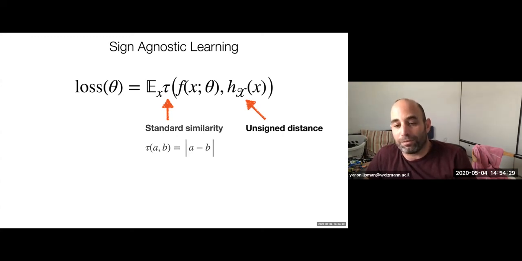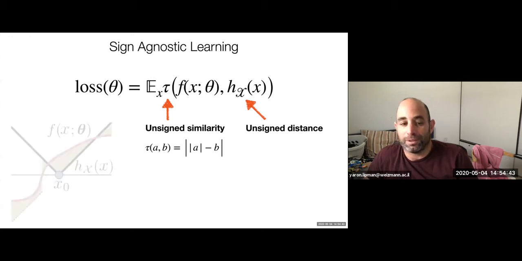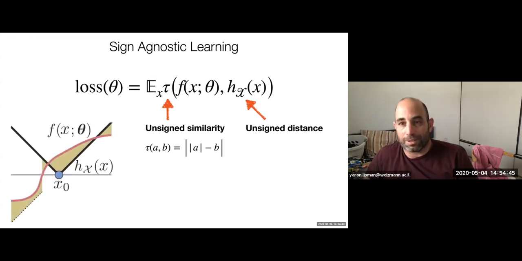But what happens if you do the following? Instead of standard regression, you put an absolute value on the first term. We call this unsigned similarity or regression. It turns out that if you do that, you introduce new local minima to this function. In order to understand that, look at this image.